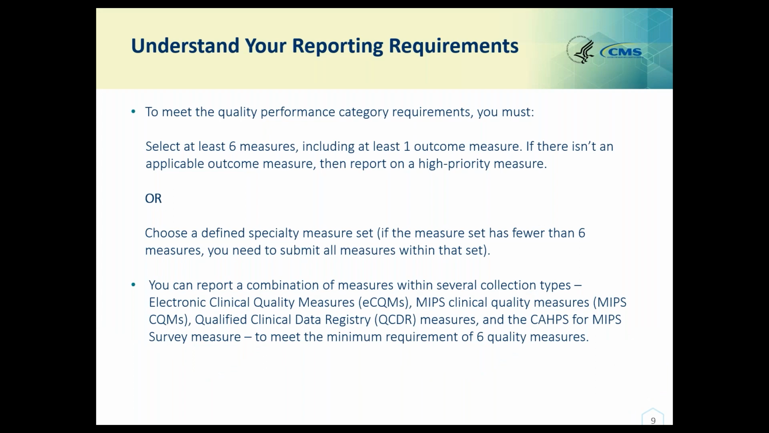So to meet the quality performance category requirements, you must select at least 6 measures, including at least 1 outcome measure. If there isn't an applicable outcome measure, then you report on a high priority measure, or you choose a defined specialty measure set. And if the specialty set has fewer than 6 measures, the expectation is that all measures within the set are to be submitted. You can report a combination of measures within several collection types, such as eCQMs, MIPS CQMs, QCDR measures, and CAHPS for MIPS survey measure. And this will allow you to meet the minimum reporting requirement of 6 quality measures. Next slide, please.